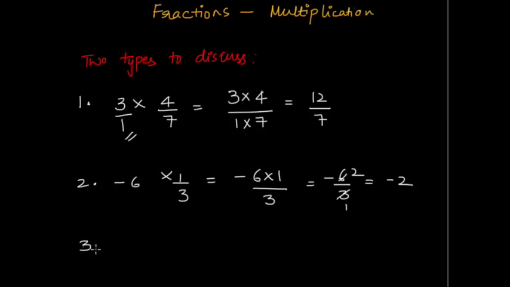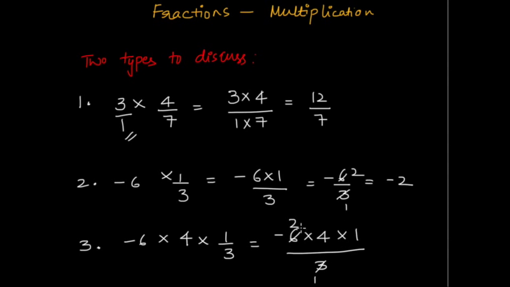What if you had more fractions? You can do negative 6 times 4 times the same thing. Let's use 1/3 again. In this case, you would still do the same: negative 6 times 4 times 1 by 3. So 3 times 1 is 3, 3 times 2 is... 2 times 4 is 8, 8 times 1 is 8 again. The negative sign you retain and then you write 8. That's it.